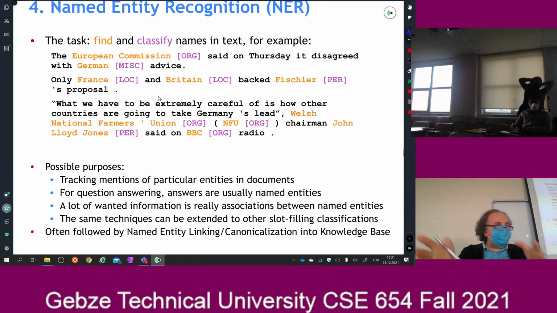So what is this group and what is that group? Clusters. Machine learning. It's just clustering, two classes.